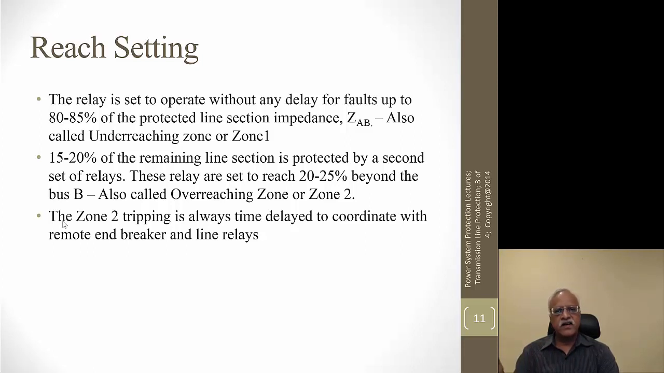We set this about 15 to 20% more than the A to B impedance. That is, if there is an error, I just want to make sure that I detect all the faults in line section AB, but this is set beyond the line section. So it is about 115 to 120% or 125% of the line impedance. This is called an overreaching zone because it is reaching beyond the line, beyond the remote end. And then we time delay this because we are not sure whether this fault is in the adjacent line section, where a zone 1 relay will trip. If it doesn't trip, this provides a backup for that.